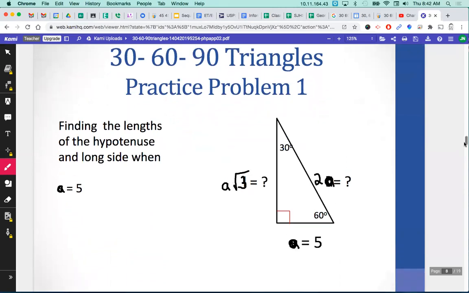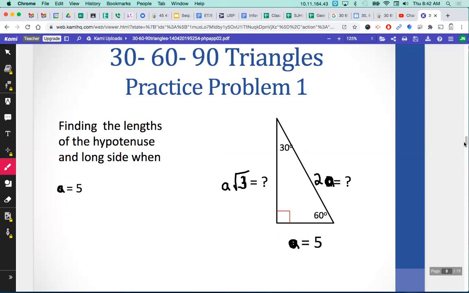All right. Here's a first example. It says A equals 5. So this short length right here equals 5. We want to figure out what this length and this length are. The first thing you would do to set it up is look at what this length is and what that represents. We know it equals A. A equals 5. Once you know what A equals, you can plug A into the other two to get your other two lengths.